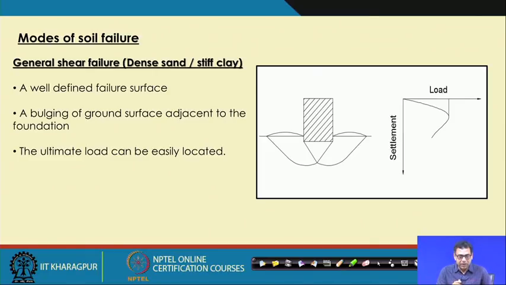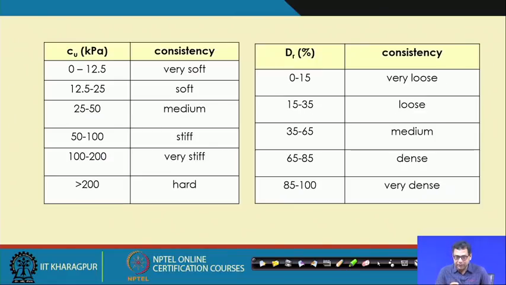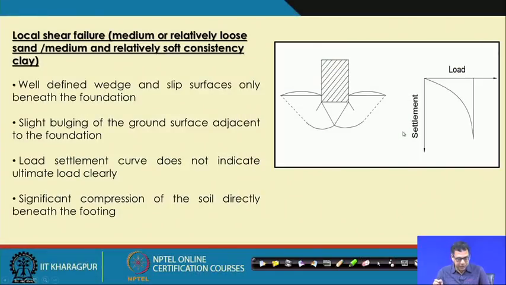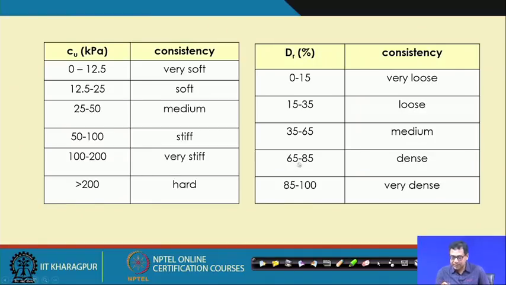Now, this general shear failure can occur in dense sand or stiff clay. I have given you the consistency chart for the clay and the sand. From here you can see that stiff clay means the Cu value, the undrained cohesion value, is 50 to 100 kPa. So, if your Cu value is more than 50 kPa, you can expect general shear failure. And if the consistency of the sand is dense, that means 65 to 70, generally greater than 70%, then you can expect a general shear failure.